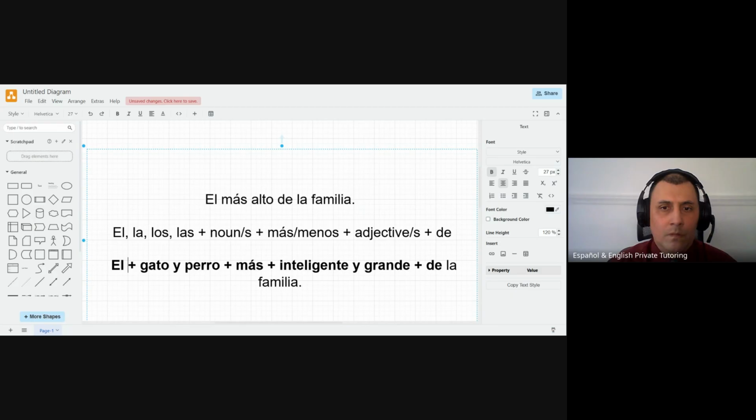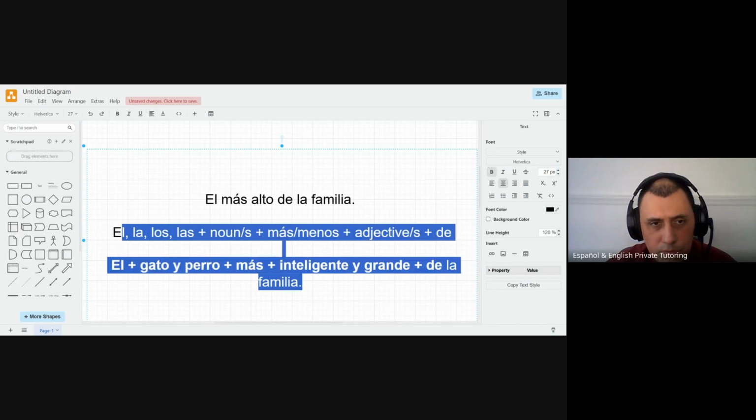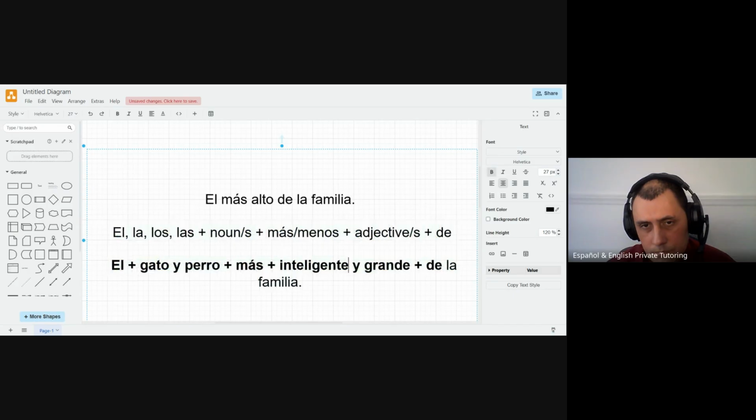The thing here is that there are many other ways to do this. Another formula for this is to not use the article. Instead of the article, use a verb. And that can happen if the superlative adjective is part of the subject of the sentence. Example: the most intelligent and big cat and dog are in the house.